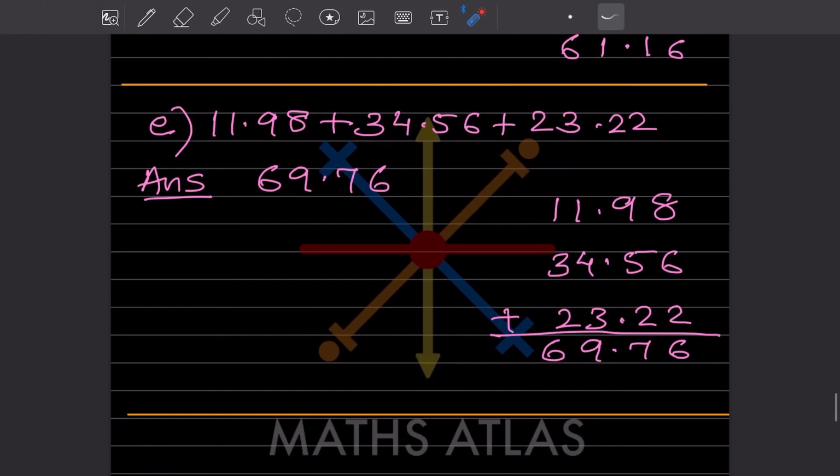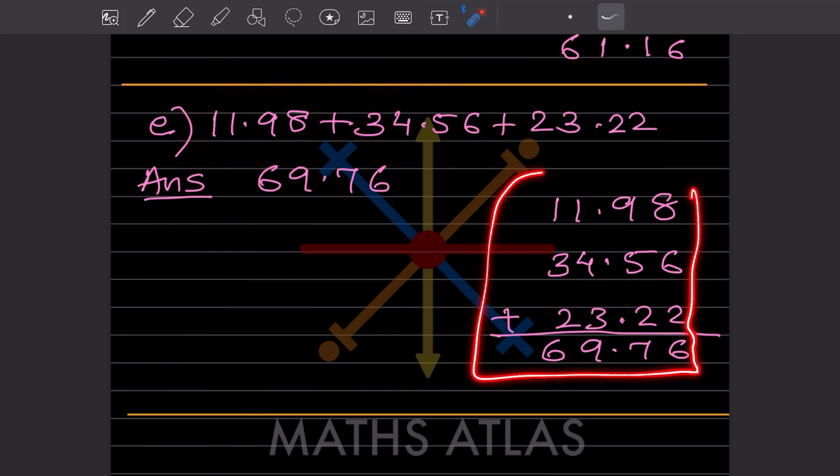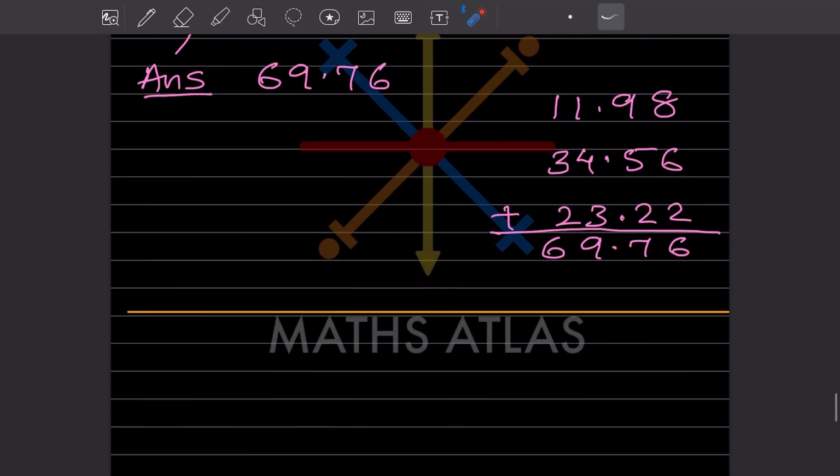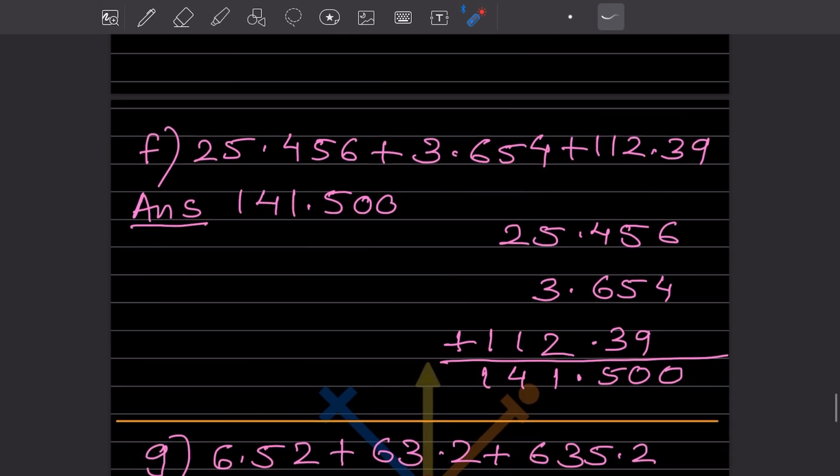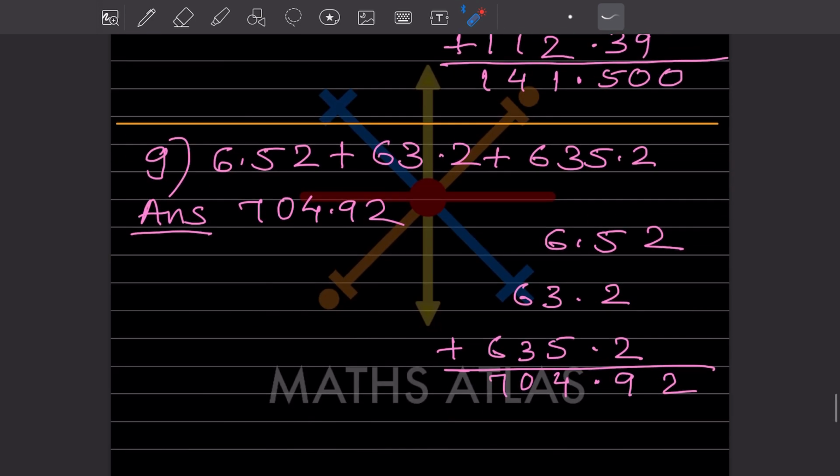Same over here. Now there are three numbers. So you are going to put it one below the other, this one, and then only you are going to add in the vertical way. Same over here. This also the same.